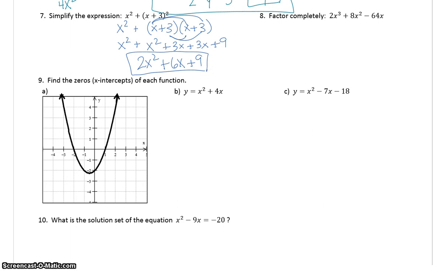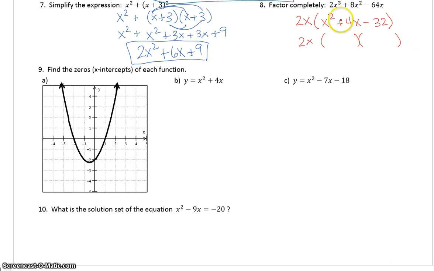Number 8, we are factoring completely, so we want to factor out the GCF. If I look at this, we've got 2, 8, and negative 64, so we know we can pull out a 2. And all of the terms have at least one x as well, so I'm going to pull out an x. And what we have remaining is x squared plus 4x minus 32. I'm going to bring down the 2x, and then I'm going to factor what's left in the parentheses.